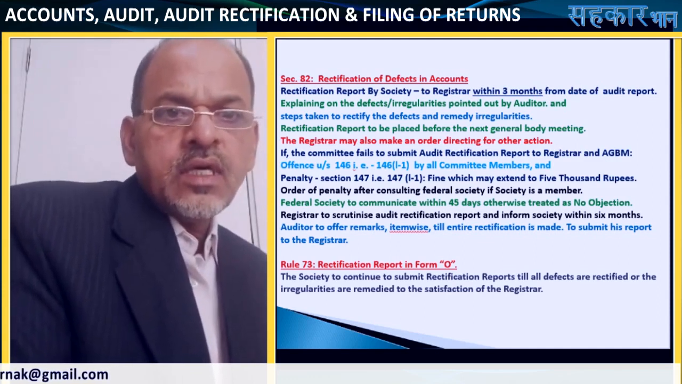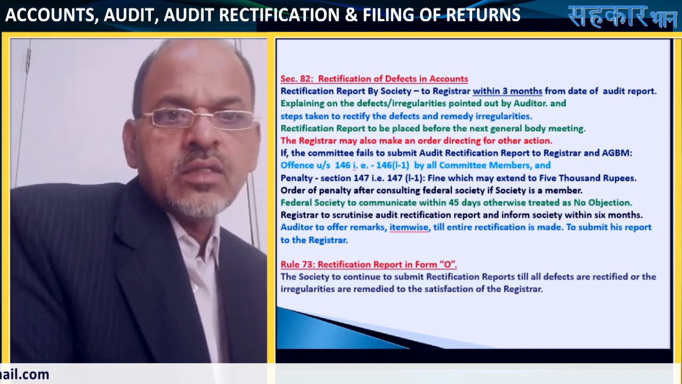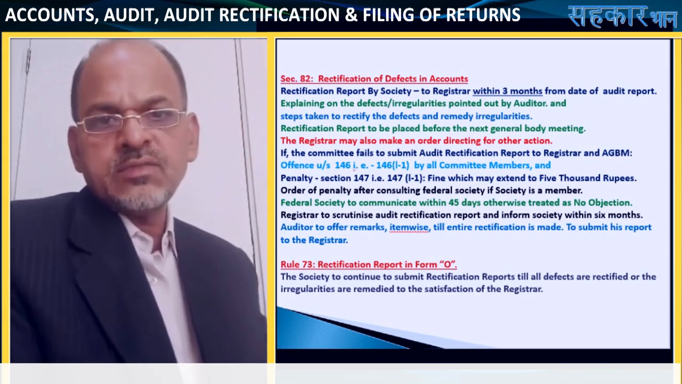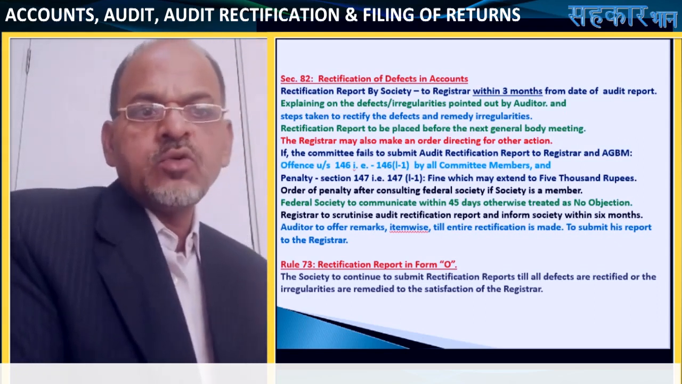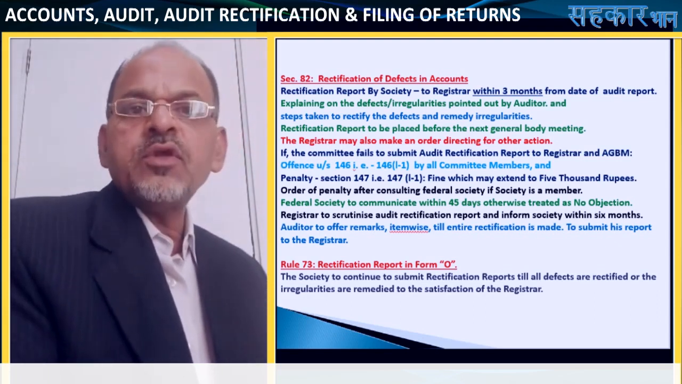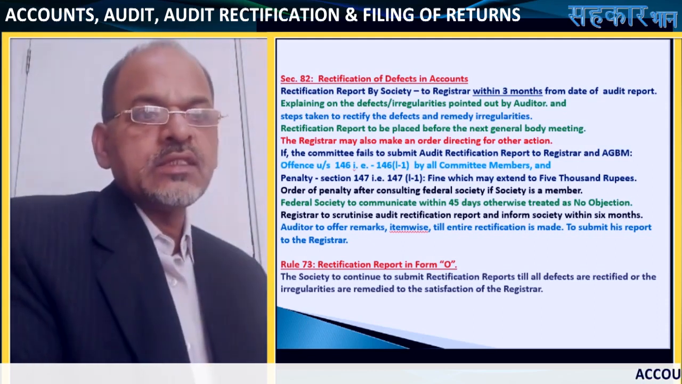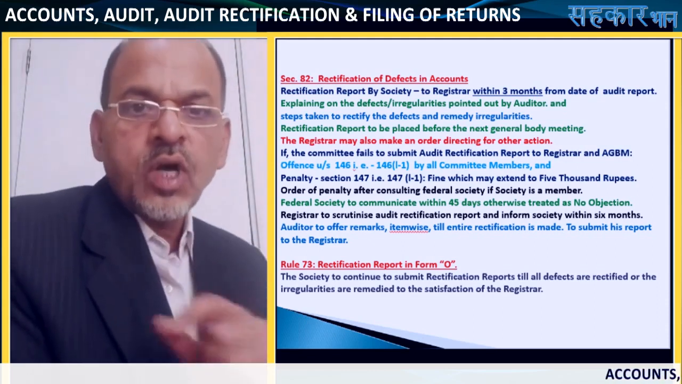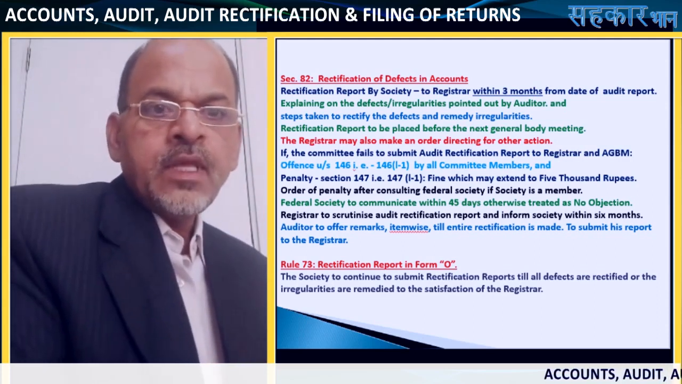Okay, then the federal society is to communicate its opinion within 45 days, not 30 days, that 30 days is for other purposes. For this purpose, it is 45 days. If the federal society fails to communicate its opinion within 45 days, then that will be treated as the federal society having no objection, and the registrar can proceed further to impose the penalty.